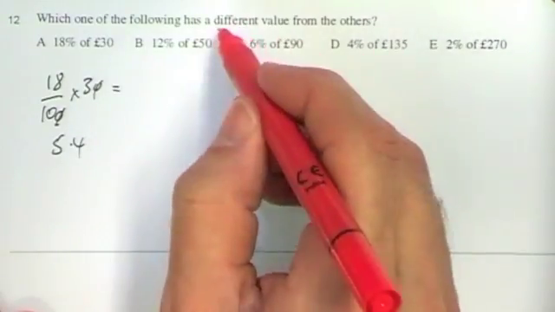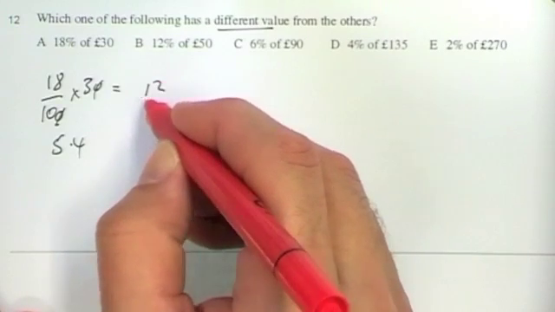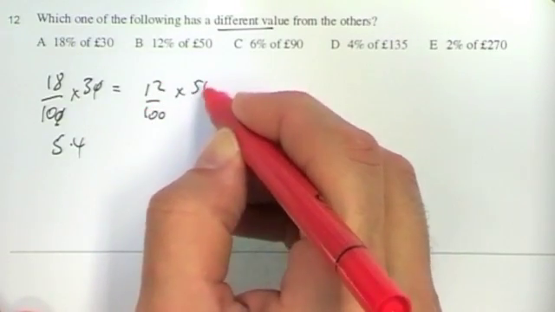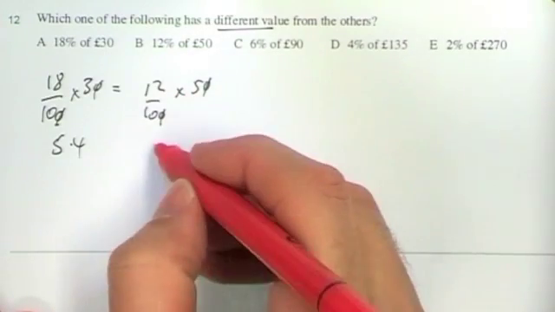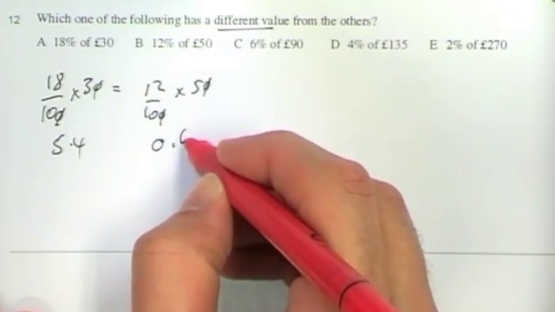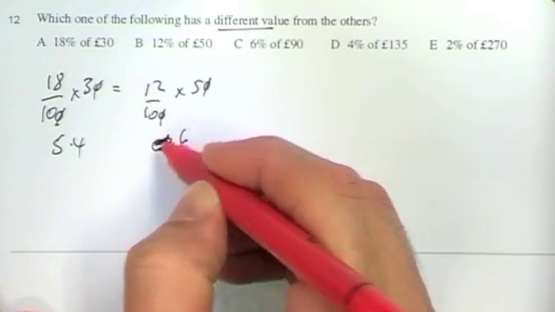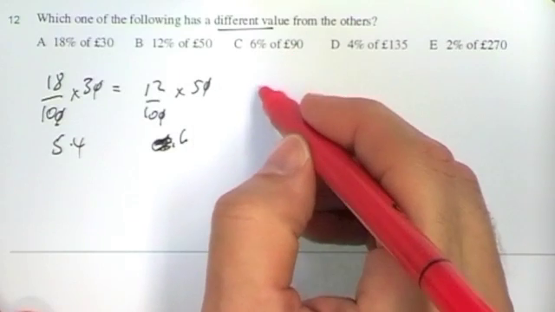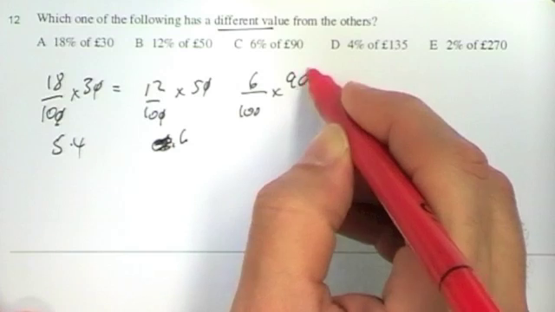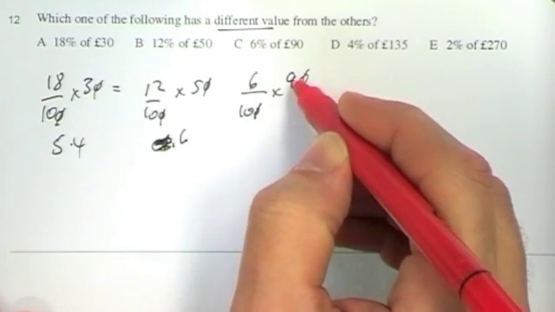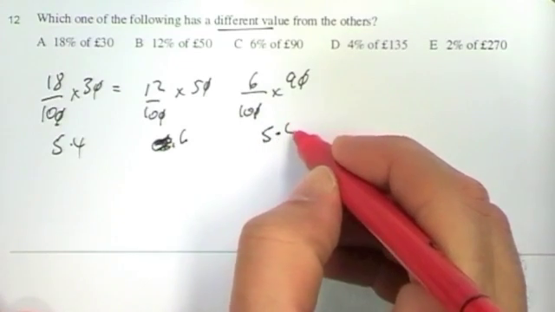It says it's a different value from the rest. So if I find one, well, let's see what this one is. This is going to be 12 over 100 times 50. So that's going to be 12 times 5 over 10. 12 times 5 is 60, over 10, that's just 6. This one's 6%, so that's 6 over 100 times 90. Cancel that, so it's 6 times 9 over 10, which is 54, 5.4 in fact.